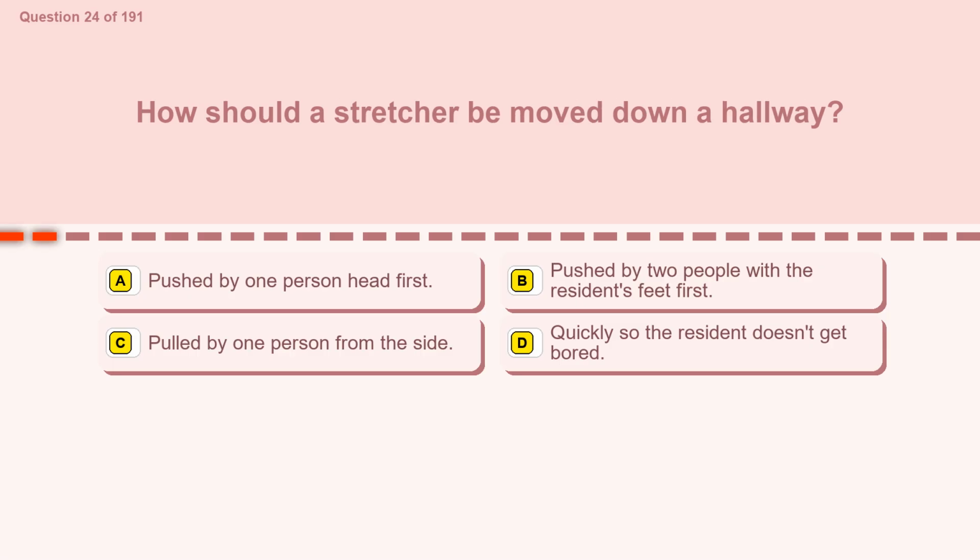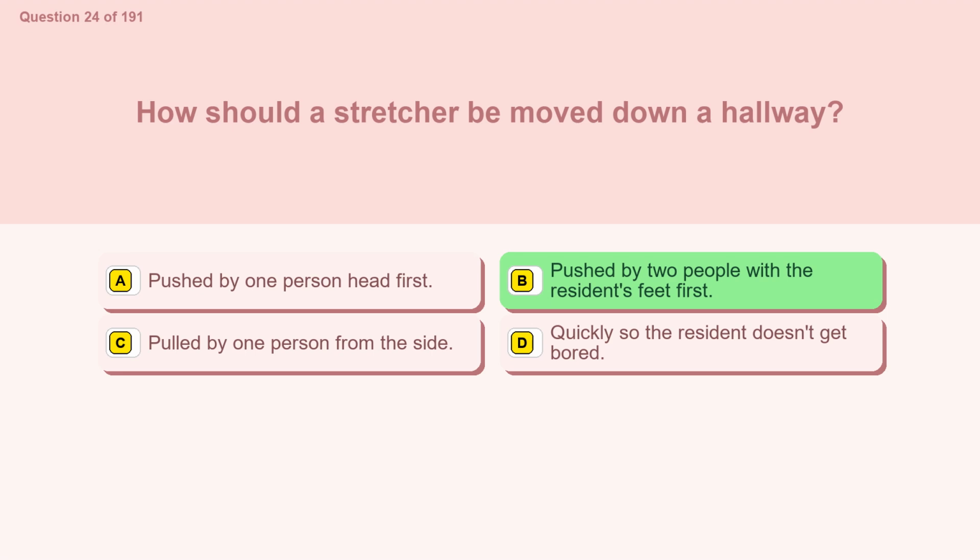Question 24. How should a stretcher be moved down a hallway? Option A. Pushed by one person head first. Option B. Pushed by two people with the resident's feet first. Option C. Pulled by one person from the side. Option D. Quickly so the resident doesn't get bored.